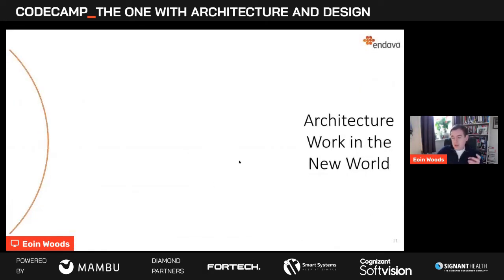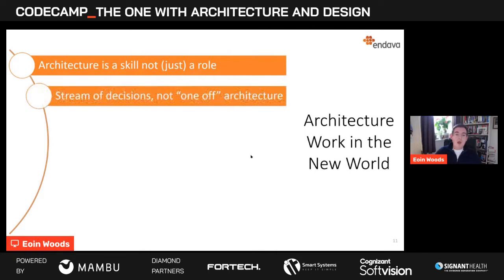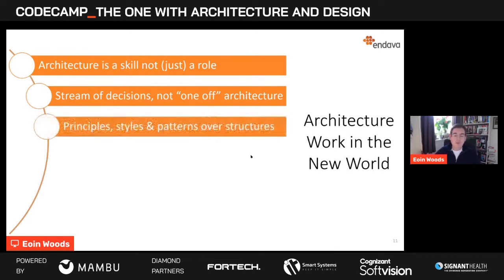So what does architecture look like in this new world? Well, the first thing is, I firmly believe architecture is a skill, not just a role. Our group head of architecture at Endava, Christina Cooper-Bland, is always saying this. She wants everyone to have architecture skills, not just architects. Architects are people who've chosen to specialize in this area, but we need architecture skills right through the team. Because of this constant evolution, architecture has had to become a stream of decisions, not something that happens mainly at the start.